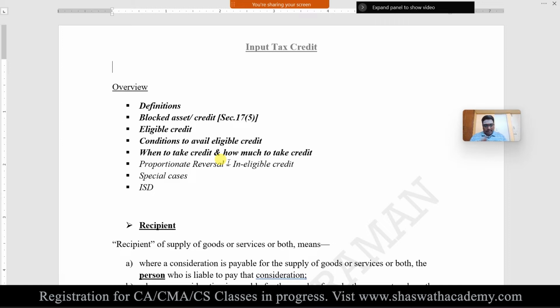Keep yourself relaxed. Sir, are you ICA to say this particular term? I'm not ICA, my dear, but I can tell you after seeing 8 sets of question papers, I can tell you whether it is relevant or not. These 3 concepts of proportionate reversal, special cases and ISD are all relevant at the final level, my dear, and not the inter level. So relax, keep it away, just focus on whatever is going to be delivered for you guys.